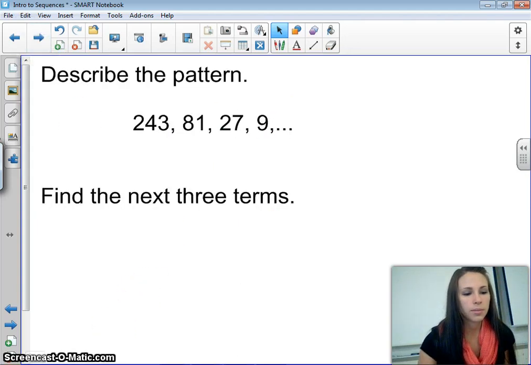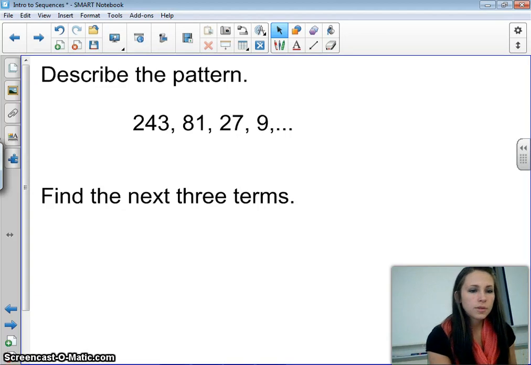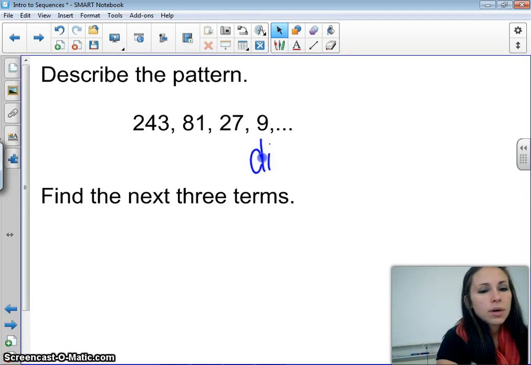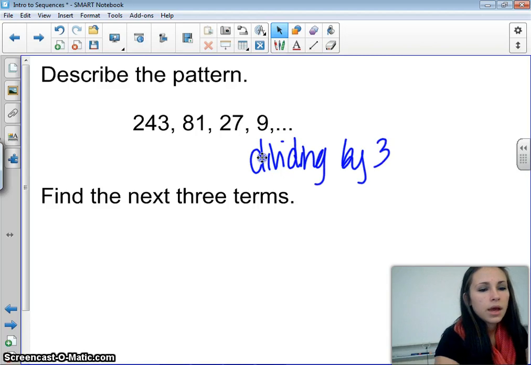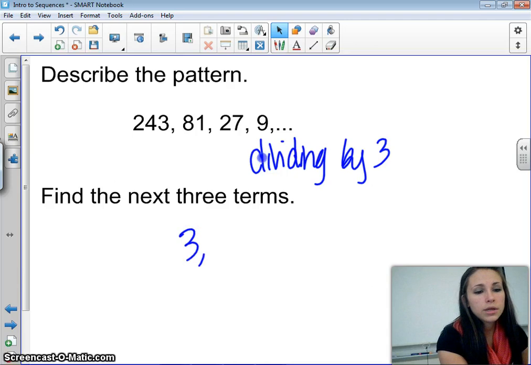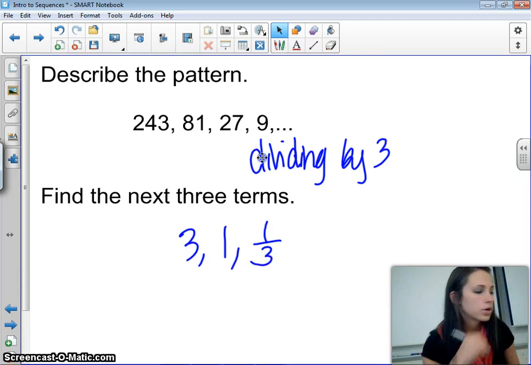Alright, so describe this pattern. Okay, when we're describing the pattern on this one, I want you to take just a second and see if you can figure out the pattern. This should be easy. All I'm doing to get to the next term is dividing by 3. And then if we were to find the next 3 terms, 9 divided by 3 would be 3. 3 divided by 3 would be 1. And then the next term is 1/3.